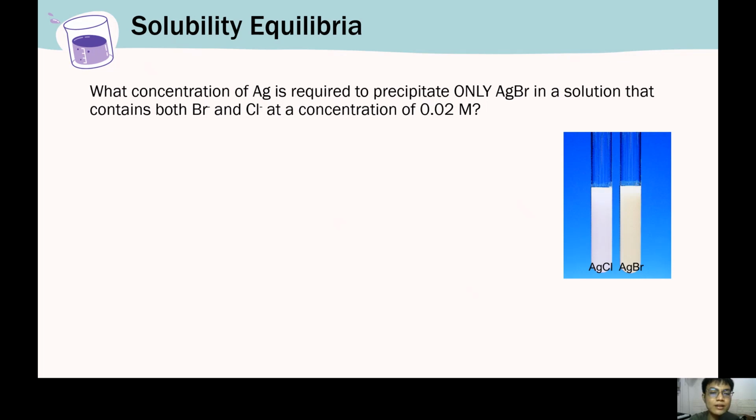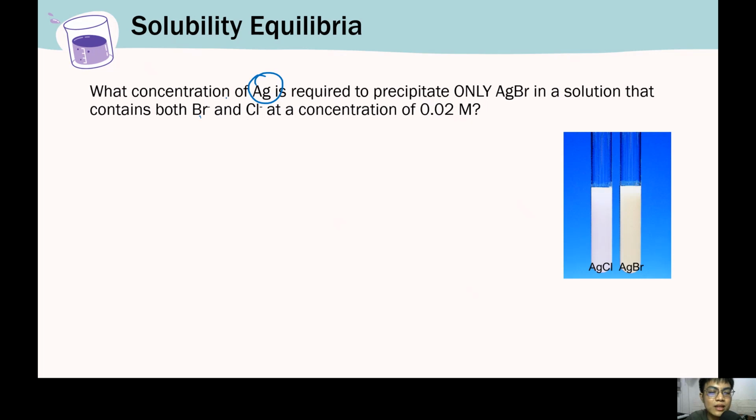Okay? So basically, ganito lang gagawin ninyo. Tinatanong is the concentration of silver if your bromide or chloride ion is 0.02 molar. Okay? So hanapin mo daw yung concentration ng silver kung given na yung concentration ng bromide and the chloride. Okay?